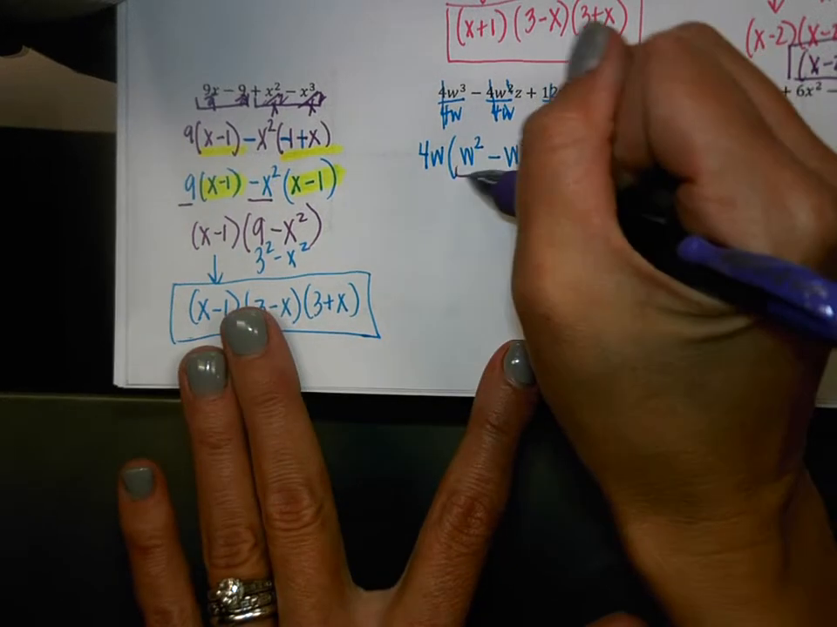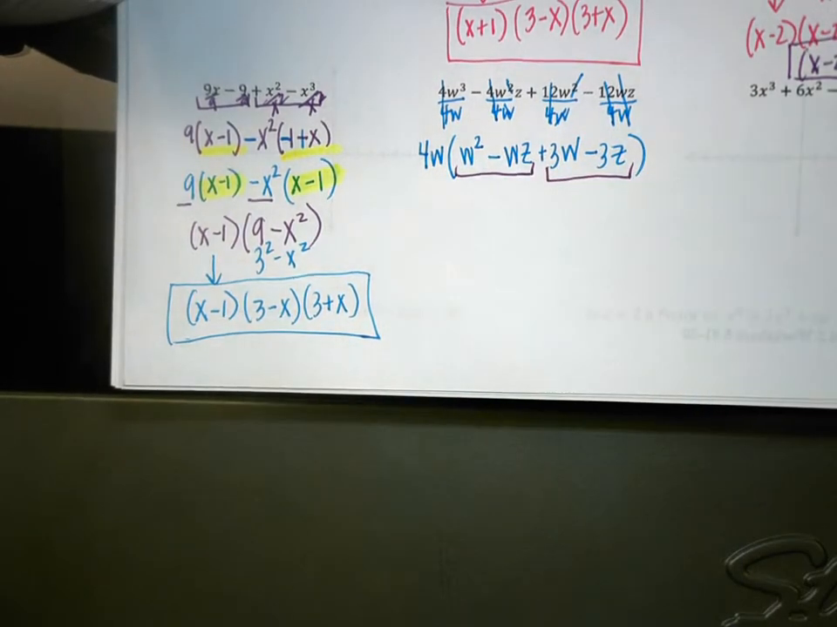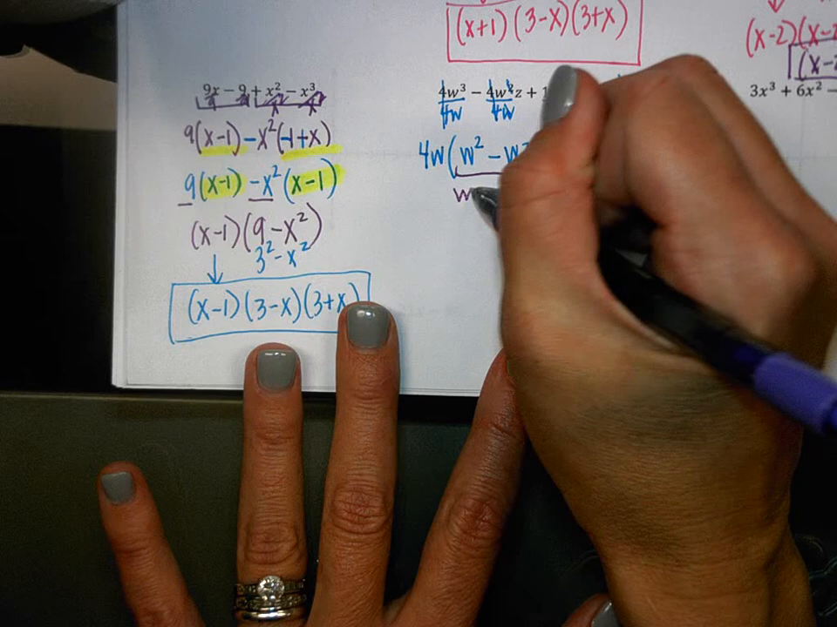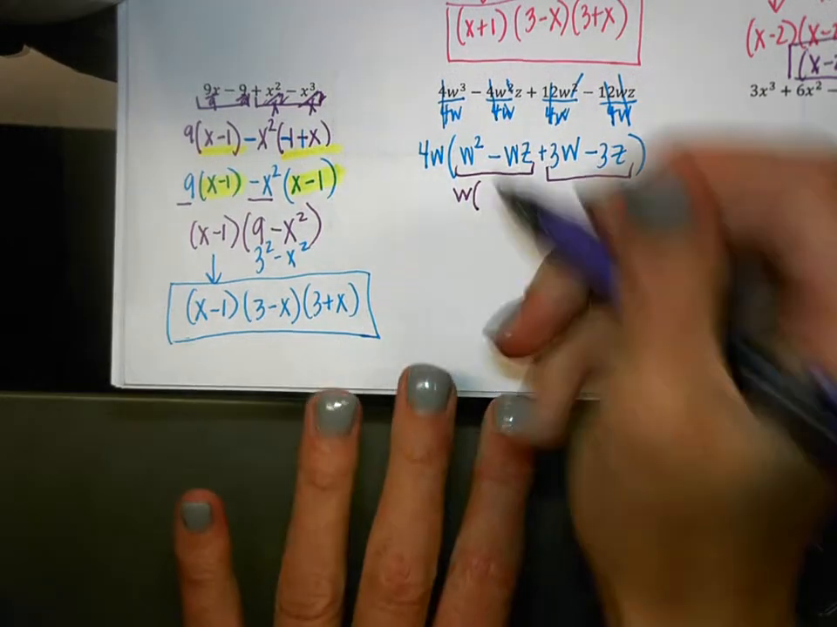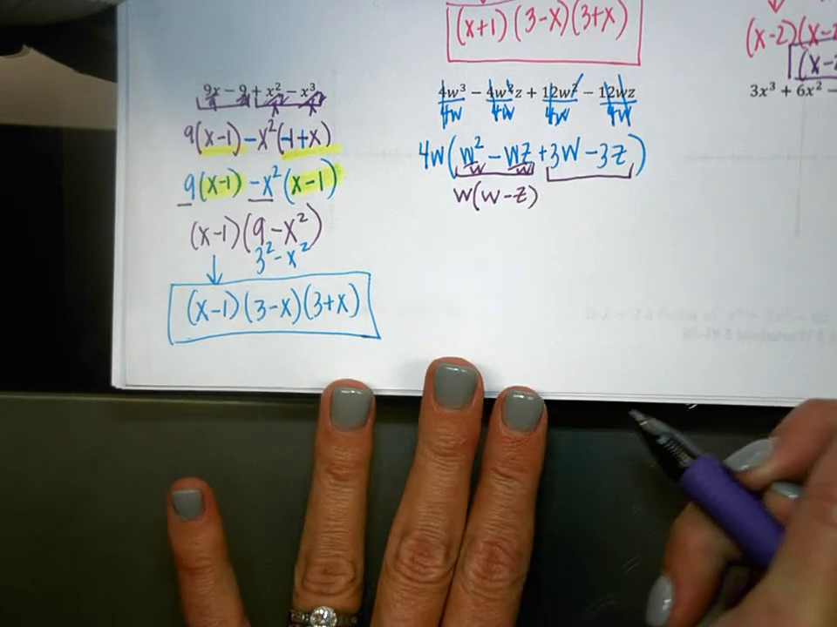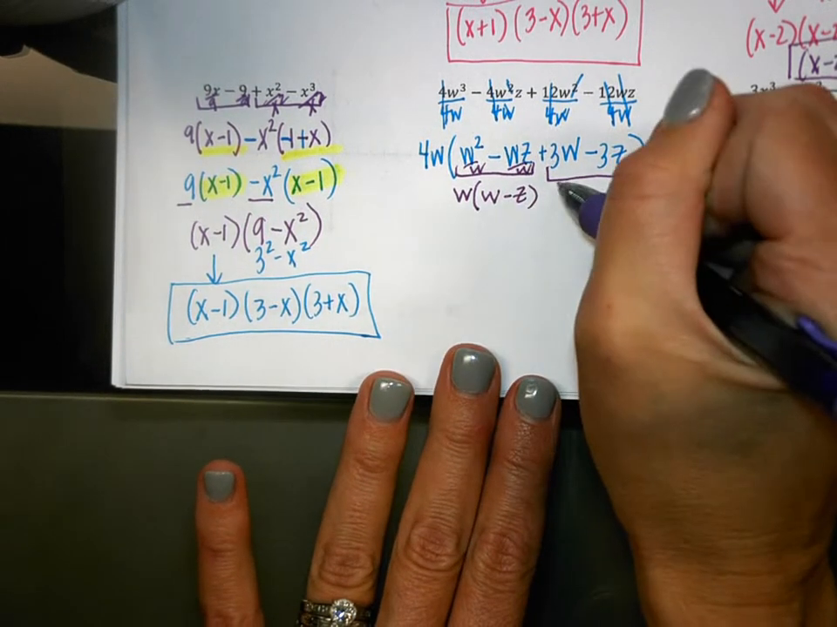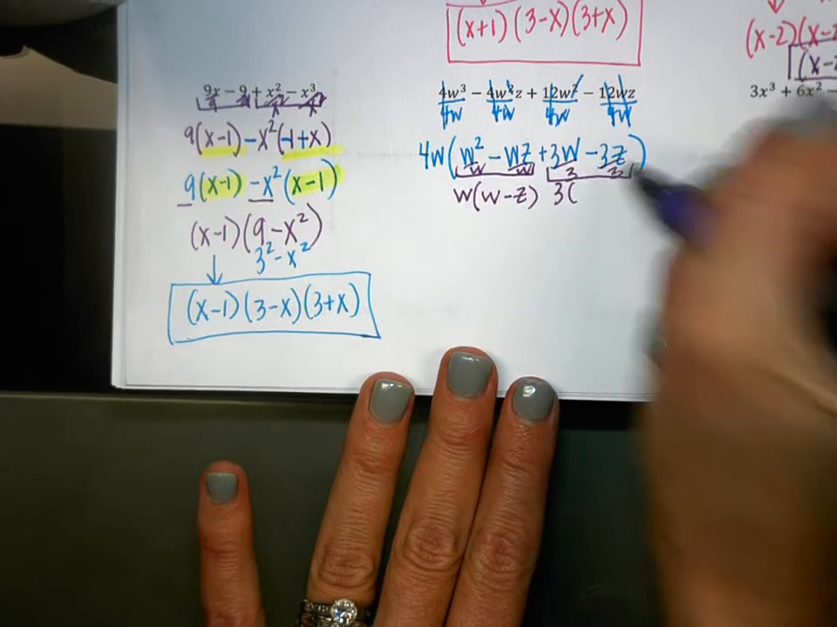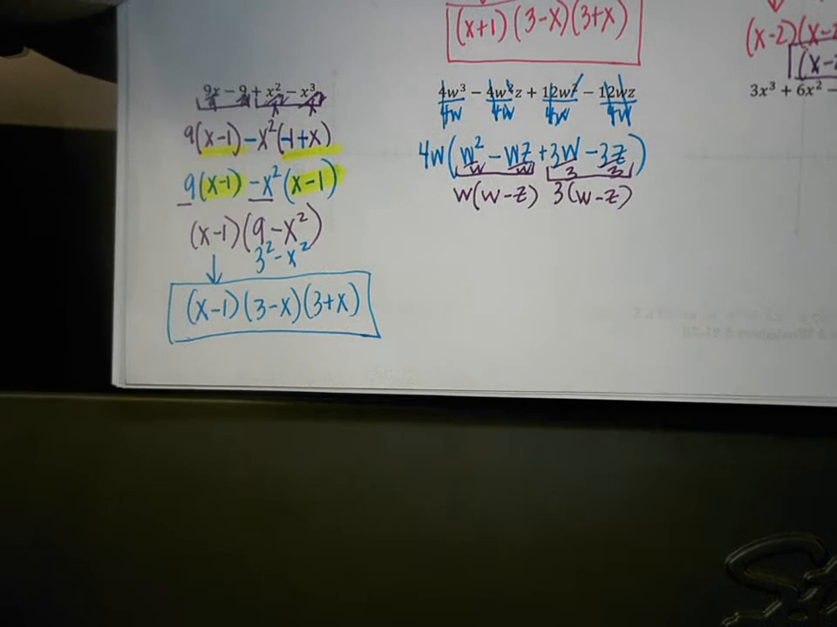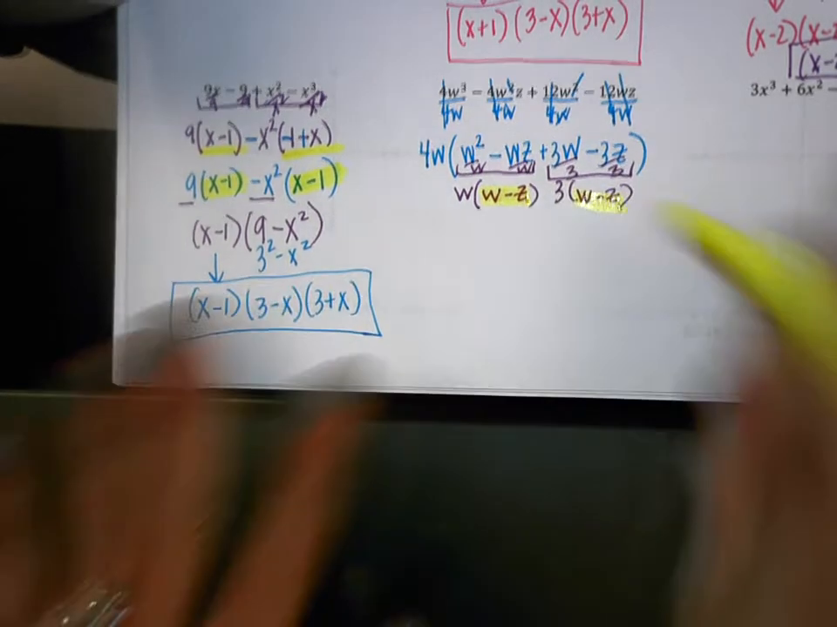Grouping. We're going to group inside there. Okay, what's the GCF of the first group? W. And what will I be left with? W minus Z. What's the GCF of the second group? 3. What am I left with? W minus Z. Do these match? Yes. Okay, so I want you to write it in its final factored form.